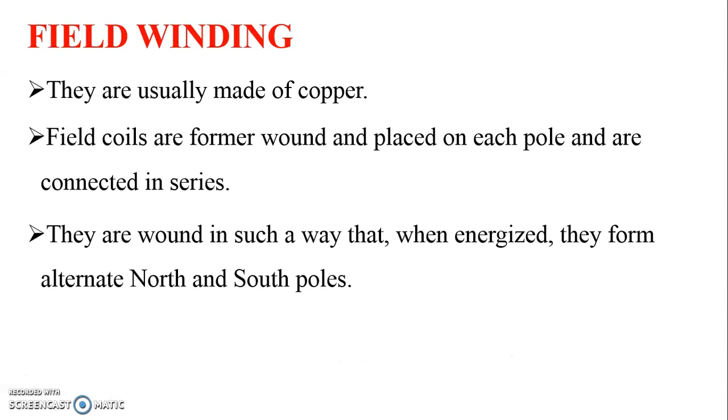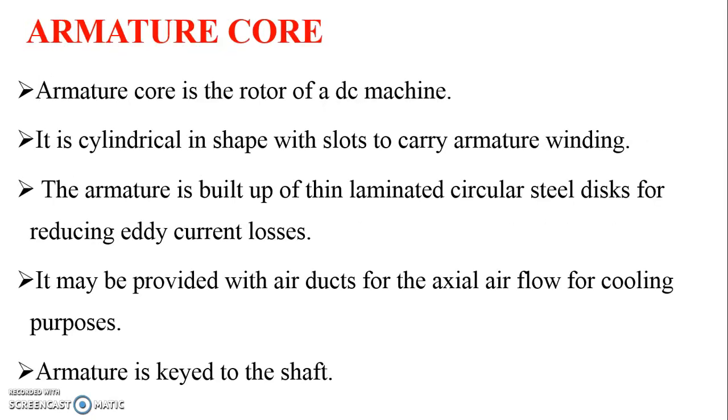So next is the field winding. Here field winding is usually made up of copper. Field coils are formed, wound and placed on each pole and are connected in series. They are wound in such a way that when energized they form alternate poles, that is, north and south poles.